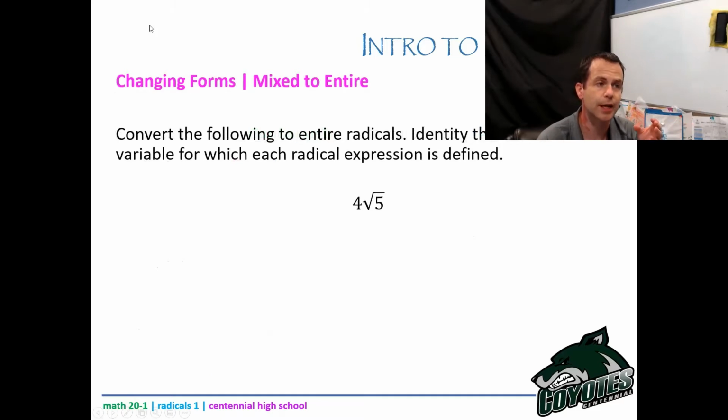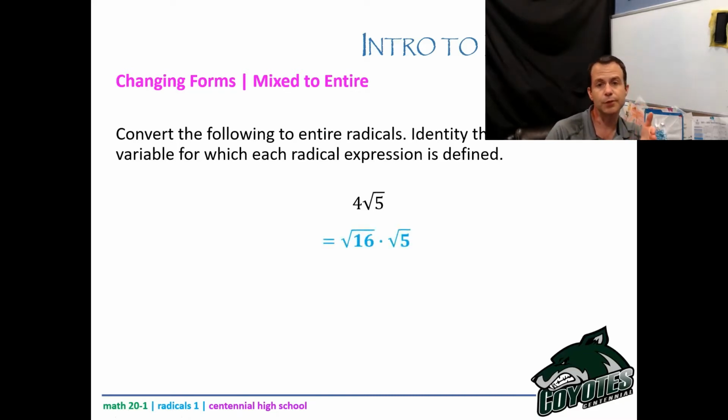All right. So the first thing we're going to do is go from mixed to entire. So essentially, I want everything underneath the square root, okay? Convert the following to entire radicals. Identify the values of the variable for which the radical expression is defined. Now, I'll talk more about that as we go. For this guy, there are no variables here, so we don't have to have that conversation. But what I do want you to understand is I want 4 to be underneath the square root. So I'm asking myself, the root of what is 4? Okay, and you know that to be the root of 16. So I'm going to change my 4 to be root 16.